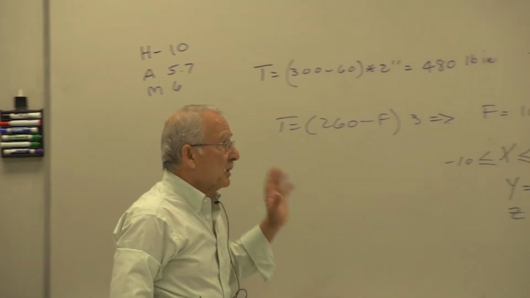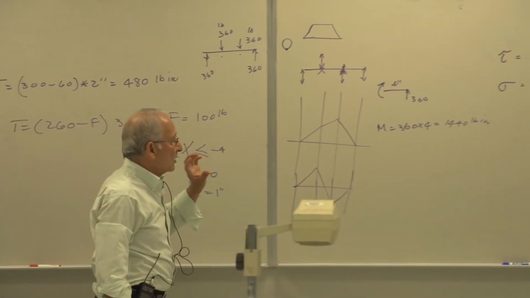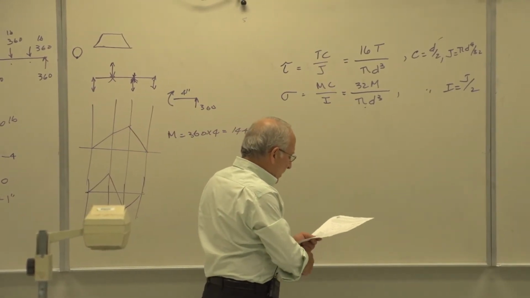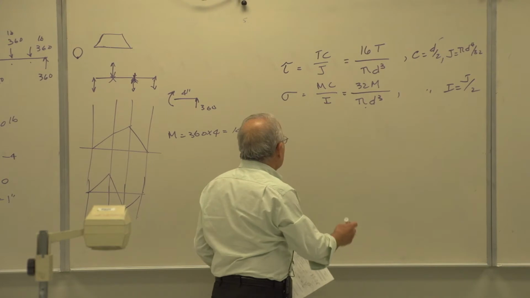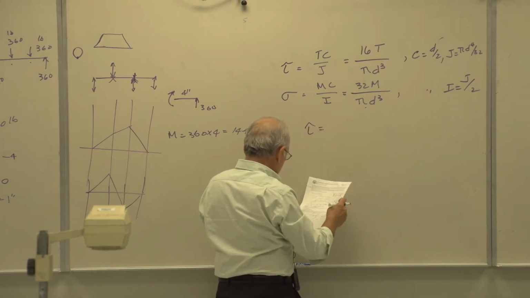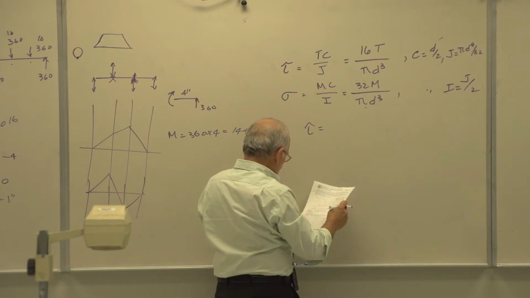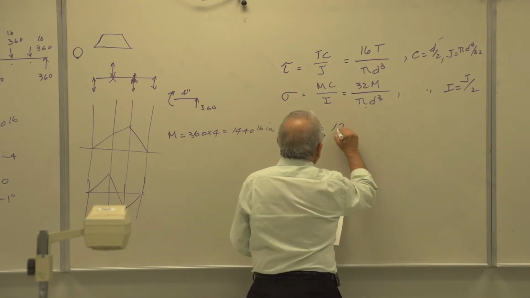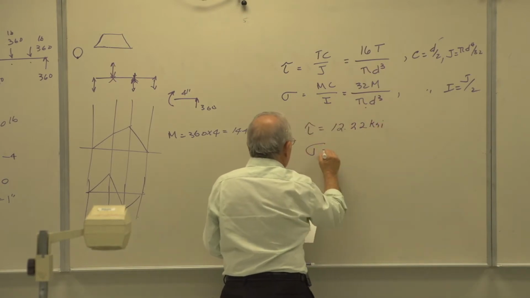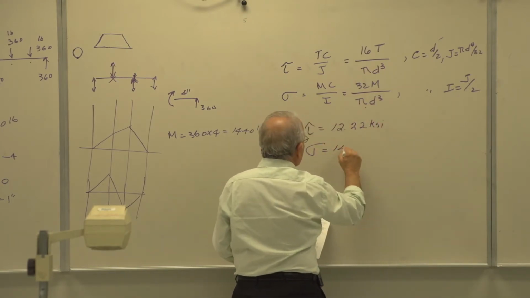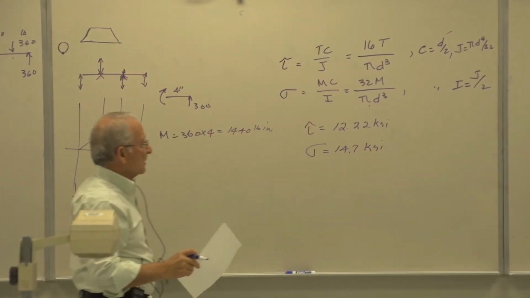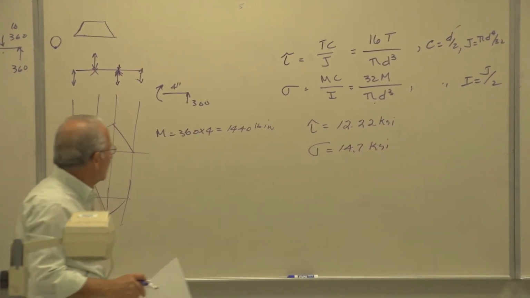And it comes in handy. But make sure that you only use it for solid circular shafts, not hollow. Doesn't apply to hollow. So you do these, and you find these numbers. That tau is equal to the maximum shear stress on the outer fibers, 12.22 KSI, and sigma is equal to 14.7 KSI, the maximum tensile stress.